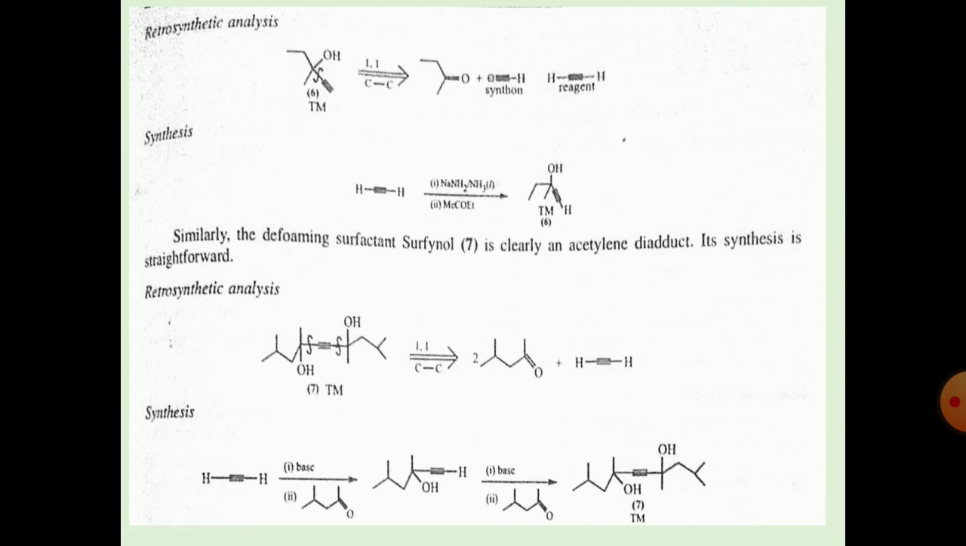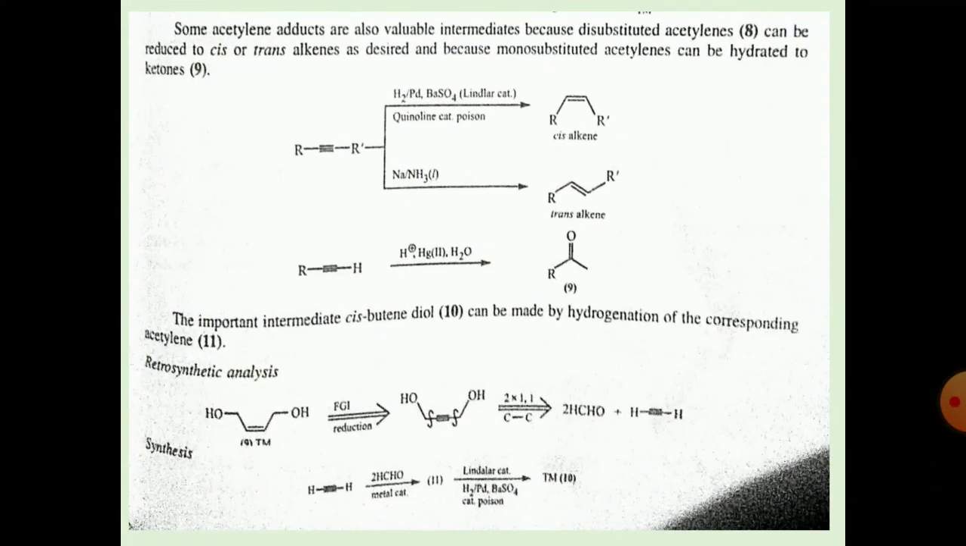Some acetylene adducts are also valuable intermediates because the substituted acetylene can be reduced to the cis or trans alkene, and because the monosubstituted acetylene can be hydrated to the ketone. The first is R C triple bond C R, an alkyne, which is reacted with H2 and Pd BaSO4, the Lindlar catalyst. The conversion gives the cis alkene, and with NaNH2 used on this alkyne molecule, the formation of the trans alkene.